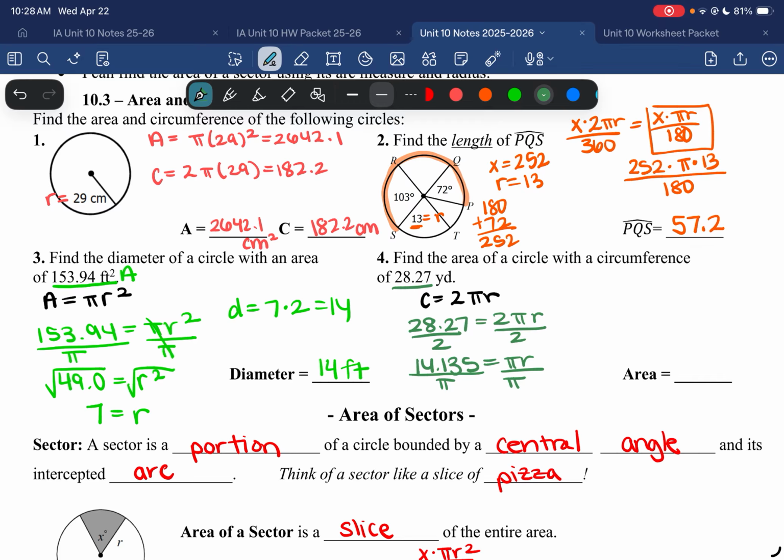So I got 4.49, so I'm going to round that up. 4.5 is r. Now we're going to plug into area. So the area formula is pi r squared. So A is going to be pi times 4.5 squared. So I got 63.61, so 63.6. And then our unit, yards squared.